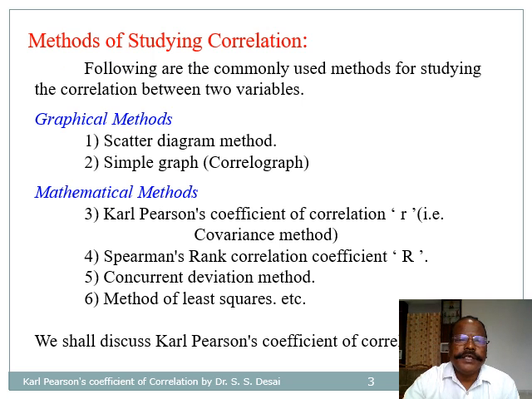These are various methods of studying correlation. Graphical methods: scatter diagram method, simple graph. Mathematical methods: Karl Pearson's coefficient of correlation, small r; Spearman's rank correlation coefficient, capital R; concurrent deviation method; method of least squares. From this, today we shall see Karl Pearson's coefficient of correlation, small r.